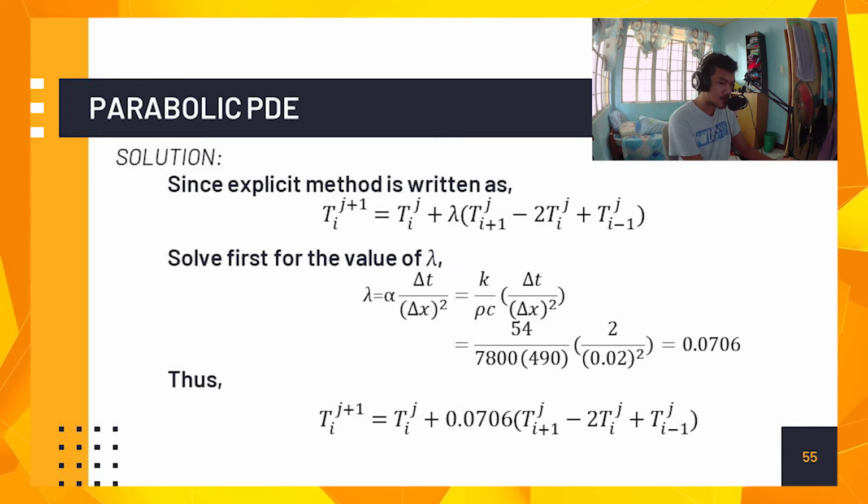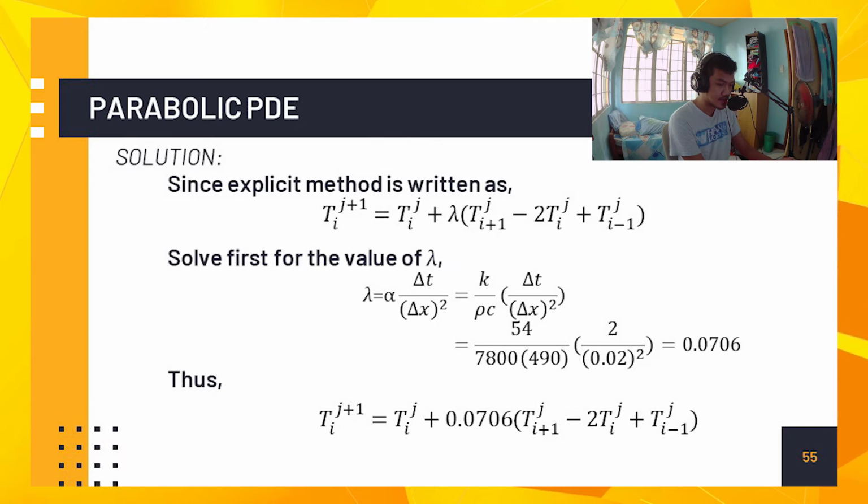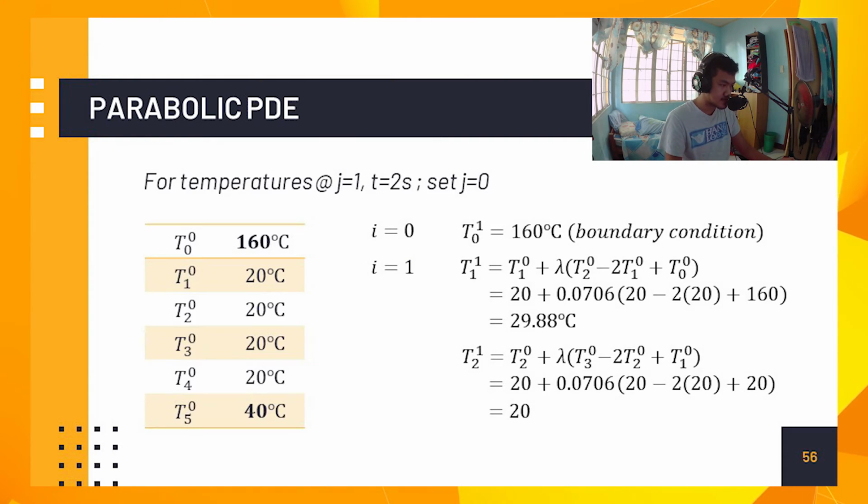That will give 0.0706, and thus we will have T sub i raised to j plus 1 is equal to T sub i raised to j plus 0.0706 times the quantity of T sub i plus 1 raised to j minus 2 T sub i raised to j plus T sub i minus 1 raised to j.